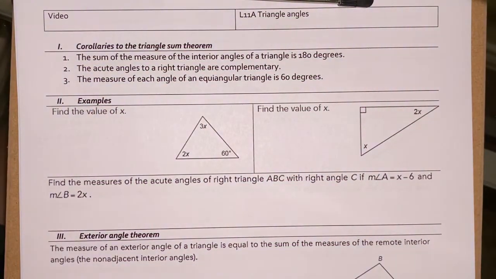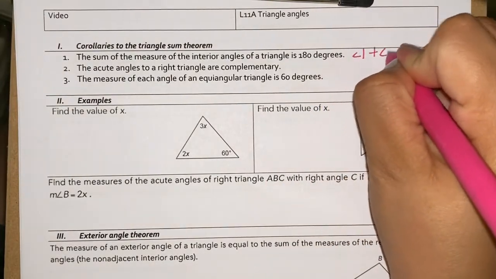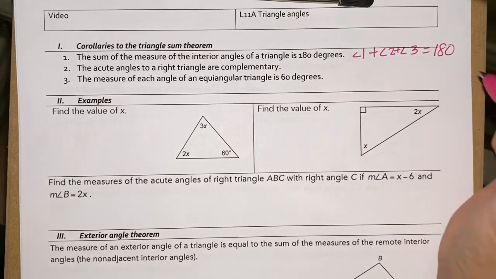Hi, this is triangle angles. You have corollaries to the triangle sum theorem. Number one, the sum of the measures of the interior angles of this triangle is 180. So that means that angle 1, angle 2, and angle 3 added together will give you 180.